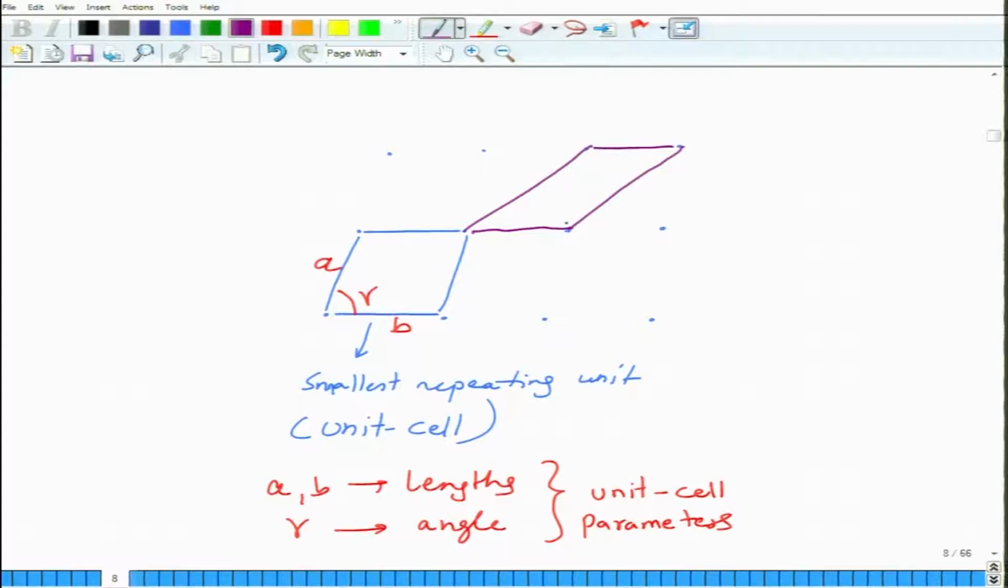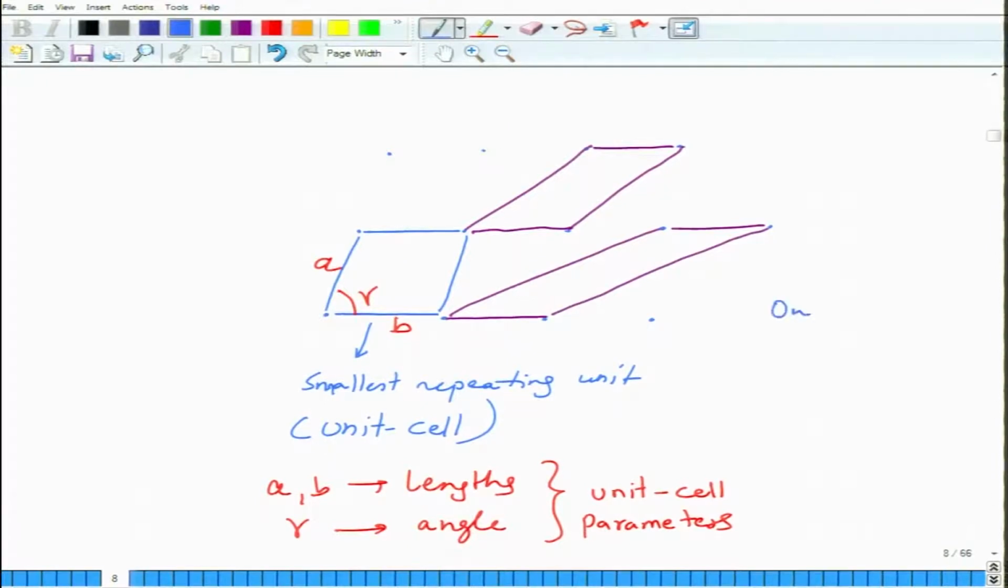Basically, all you have to have is a smallest repeating unit. This is also a smallest repeating unit. It has the same area as the other one. In fact, if you make this one here, and if I put a point somewhere here, this is also a valid unit cell. So, the choice of unit cell is not unique. These are all unit cells. So, which one do you choose? You choose the one with the highest symmetry. So that is why the concept of symmetry comes into the picture.